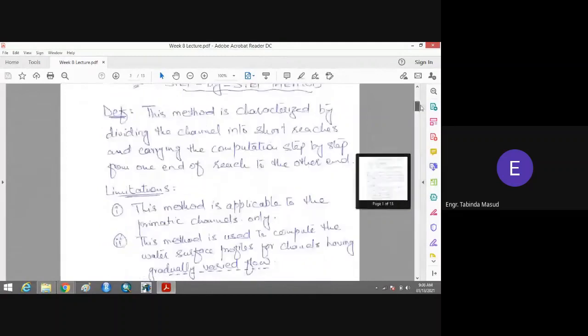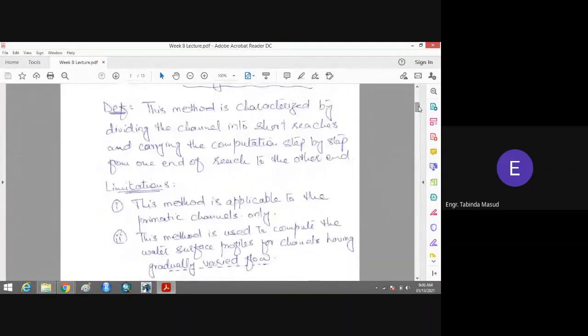First of all, we will discuss the limitations of this method. Number one, this method is applicable to prismatic channels only. Prismatic channels are channels for which the cross-sectional area remains constant. If the channel is non-prismatic, then another method known as the standard step method is used, but that method is beyond the scope of our course content, so we will not discuss it. We will discuss only this method, which is applicable to prismatic channels.